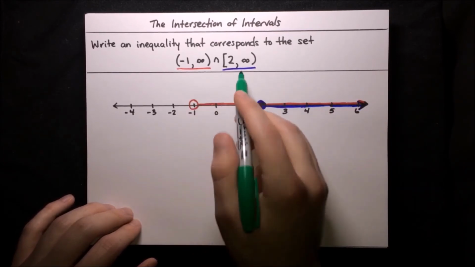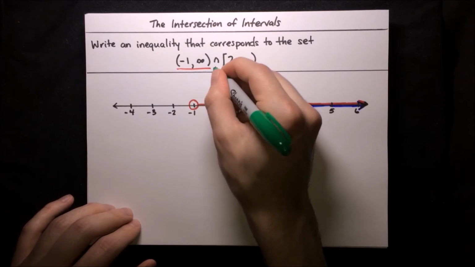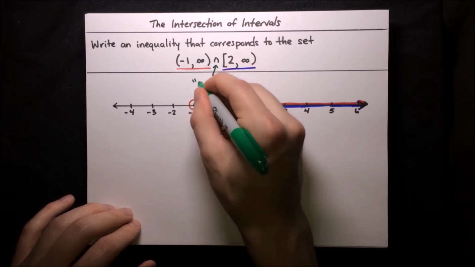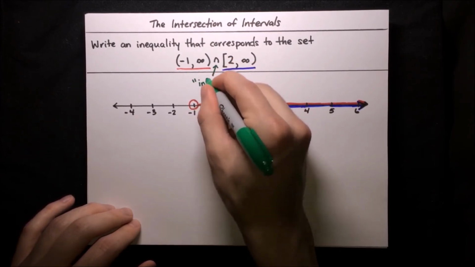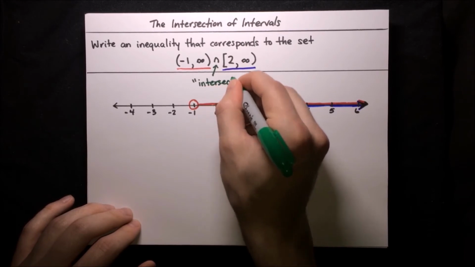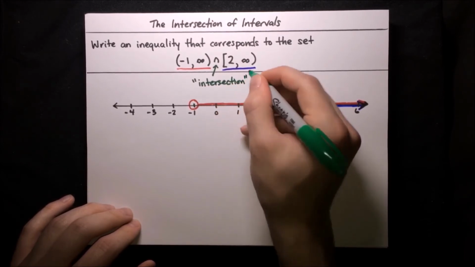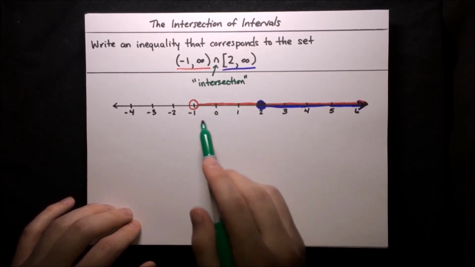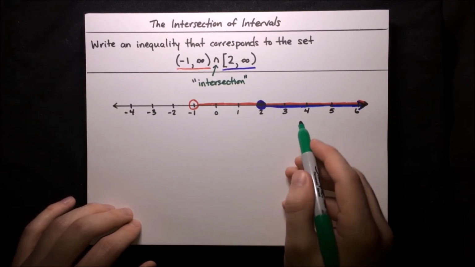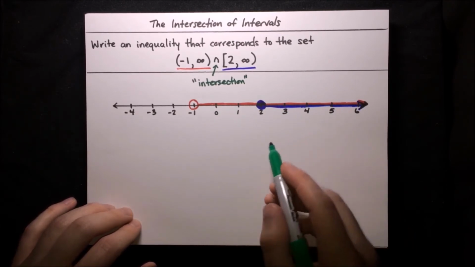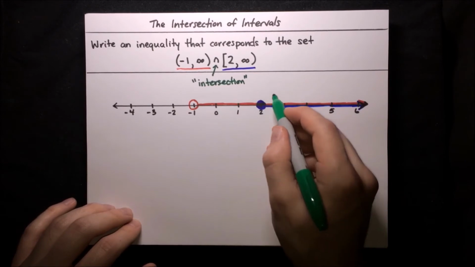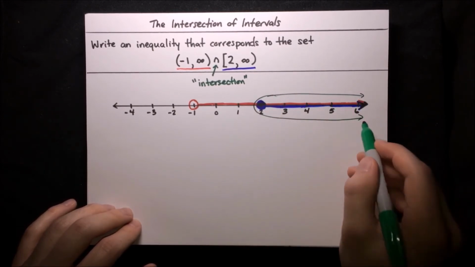Great, so we've got the two intervals drawn, and now it's just time to find their intersection. That's what that symbol says to do. It says to find the intersection, which just means, of course, where the intervals overlap on the graph. So we're looking for what parts of the graph have both red and blue. Well, it's this part right over here. Everything from here onwards that way.